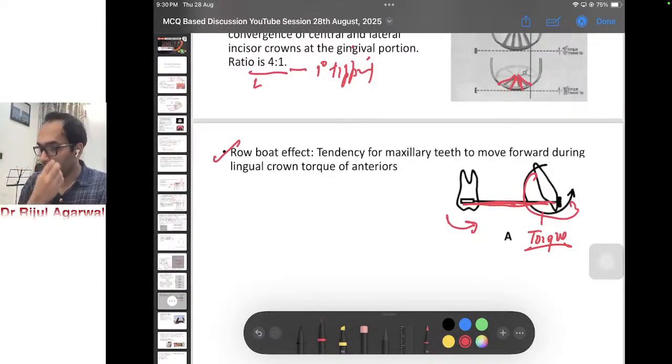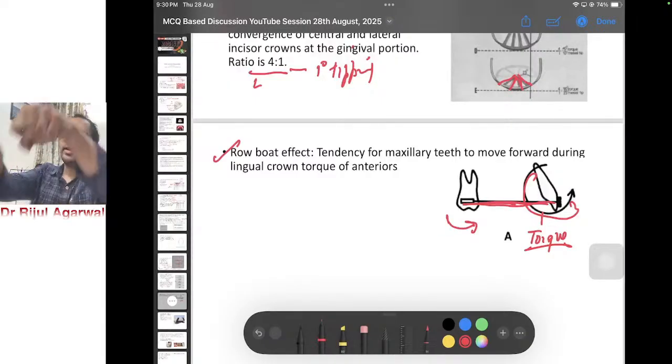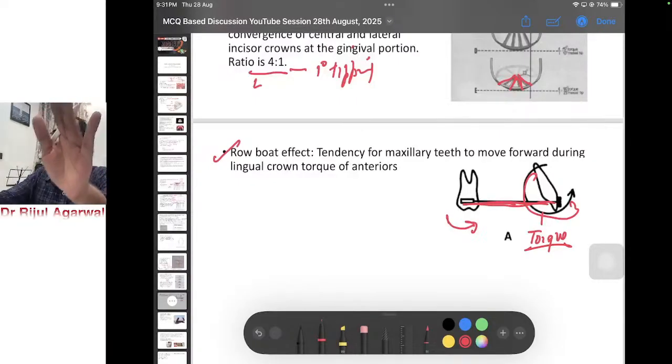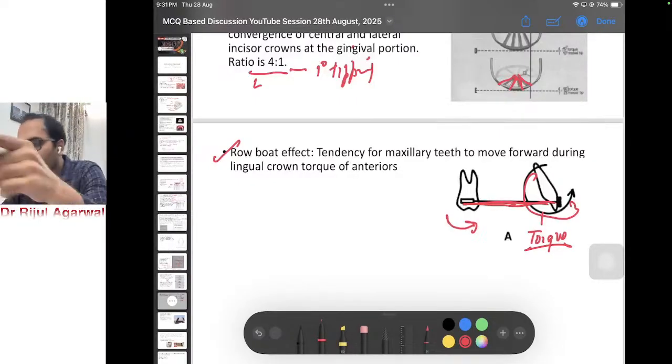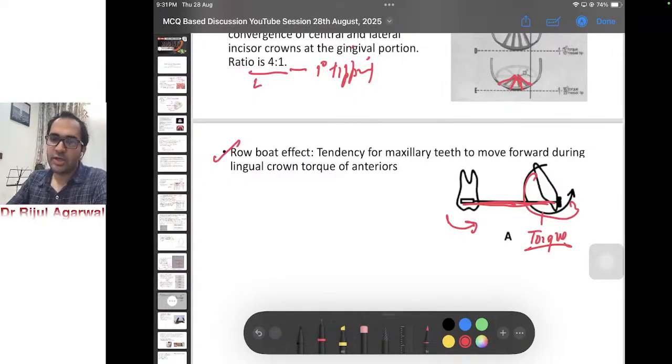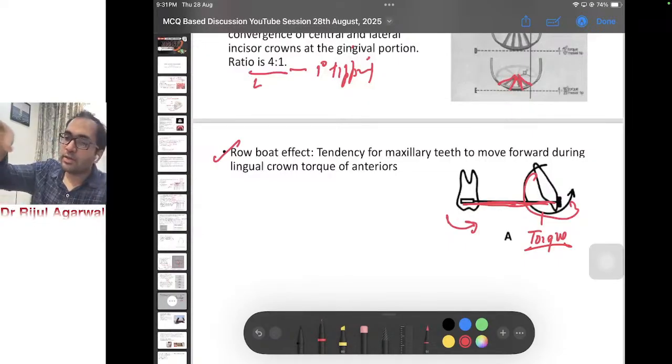Imagine the rowboat. When you are sitting in a boat, you have rows of pedal. You move them like this to push the water back so that you get a forward thrust. Similarly, imagine the situation here with the pedal being the arch wire which is pushing the anterior teeth forward. So what will happen? The posterior teeth will also have a tendency to get tipped forward due to the expression of the lingual crown torque of the anteriors.